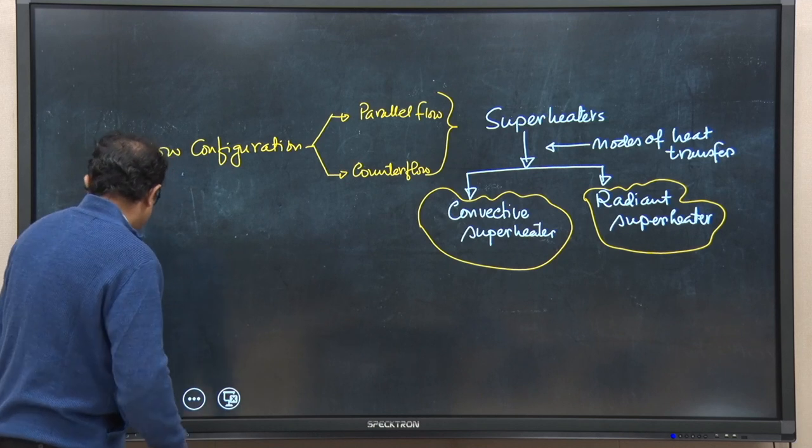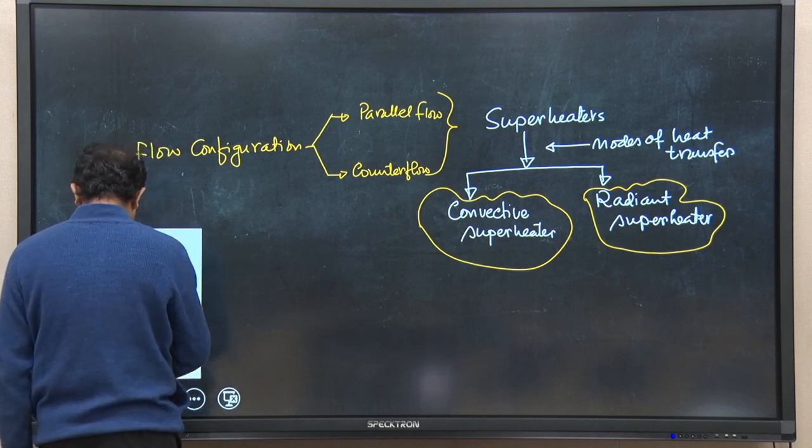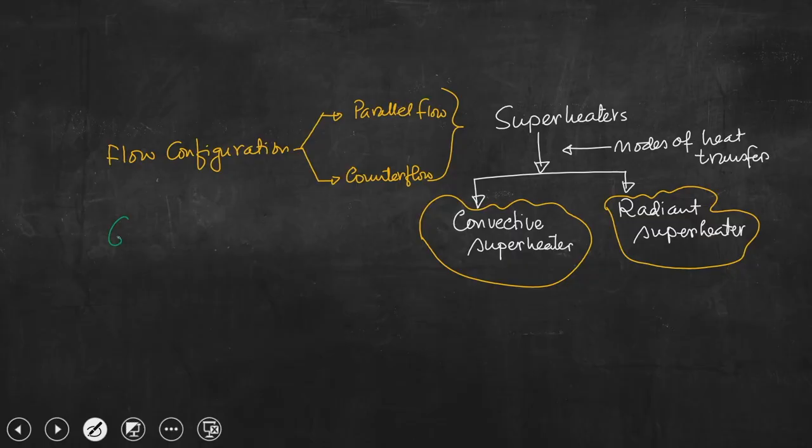Now, next one is the geometrical configuration. What is geometrical configuration? We have discussed this; it is applicable to both cases, whether it is a convective superheater or a radiant superheater. So, this is vertical superheaters or horizontal.